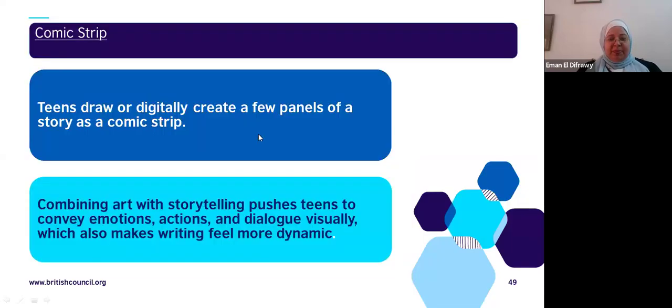So this is the creative how-to idea. And then we have the comic strip. And I've tried this as well. They can draw or create a story as a comic strip. It's really interactive and students, they love it.